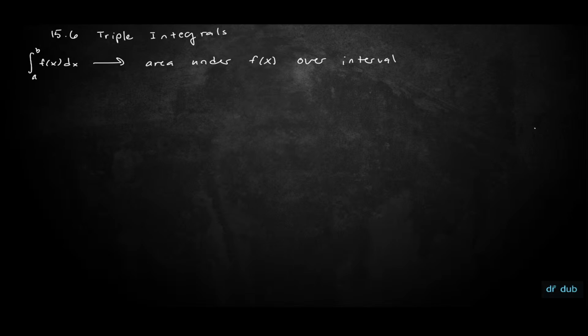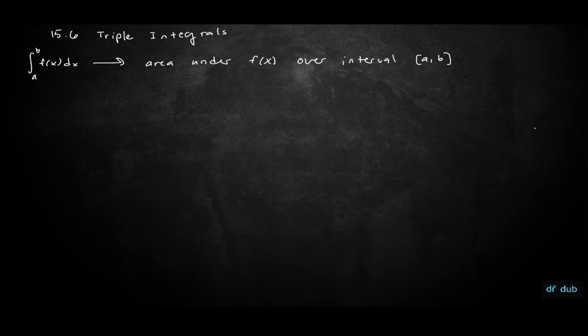So today, 15.6 triple integrals, and it's really just in Cartesian coordinates today. Let's just recap what we know about integrals so far. It's the integral from a to b, f of x dx. That was representative of the area under the function f of x over the interval AB.